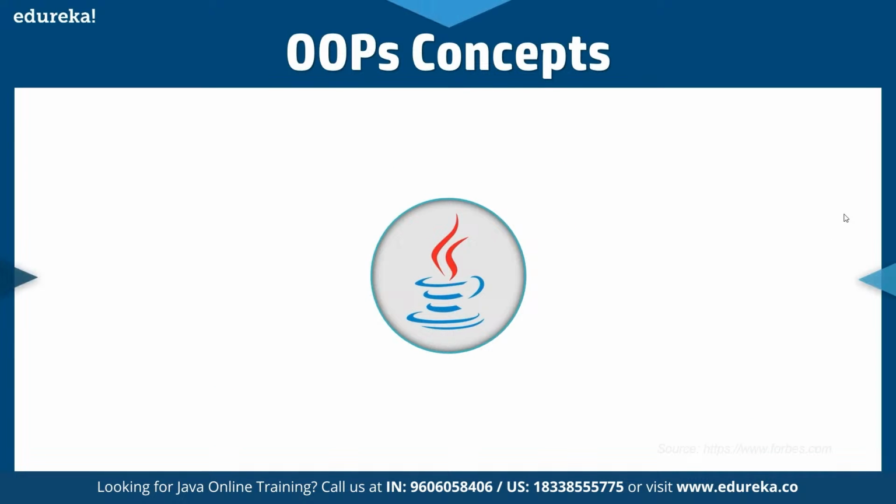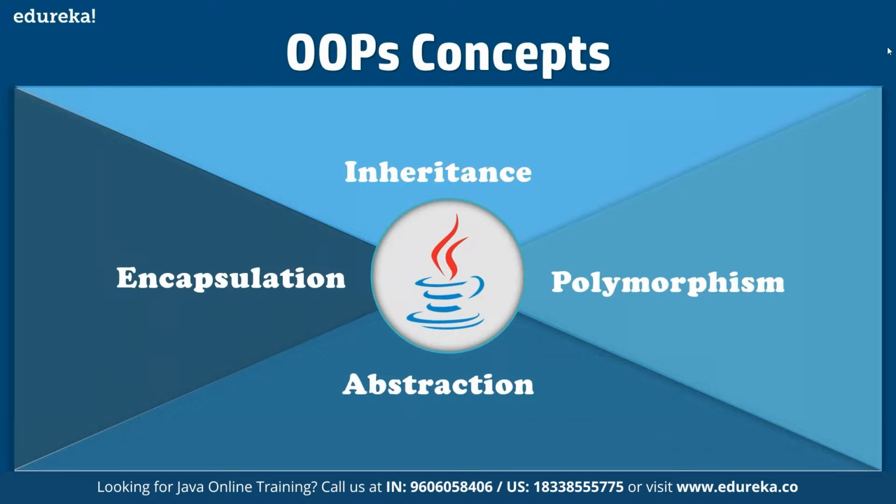So basically, OOPS has 4 different components available. We have inheritance, polymorphism, abstraction, and encapsulation. These are the building blocks of the OOPS concept. And now let's talk about each and every one of them, one by one, as we proceed further.